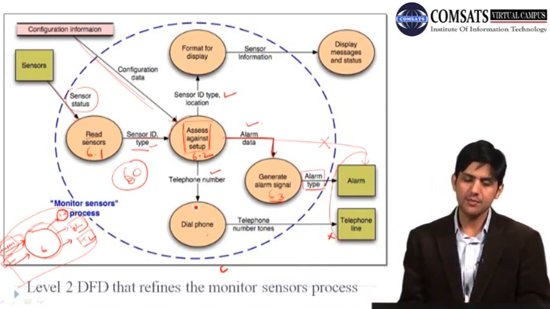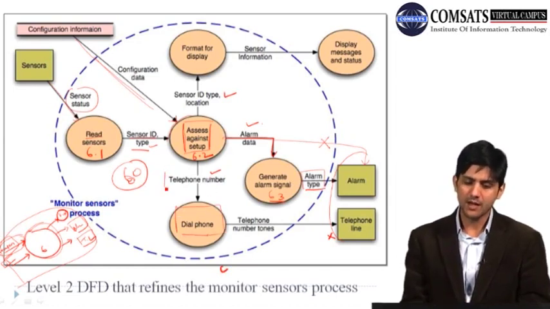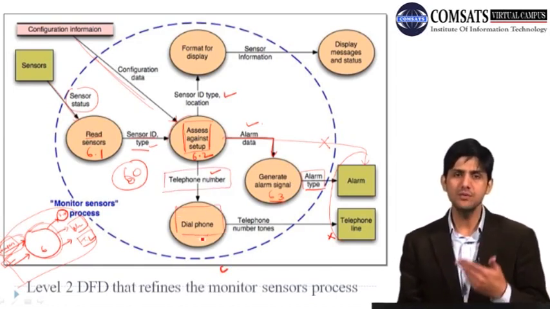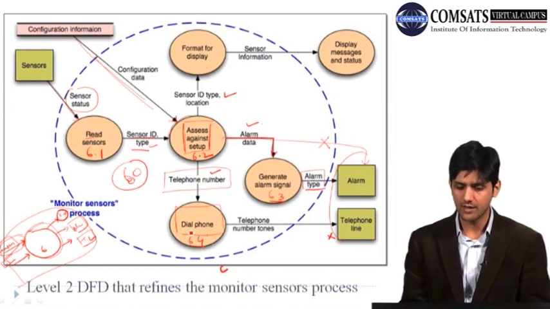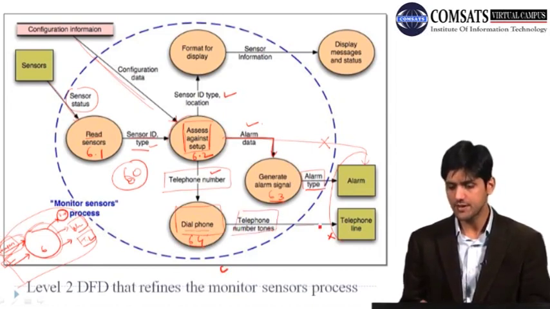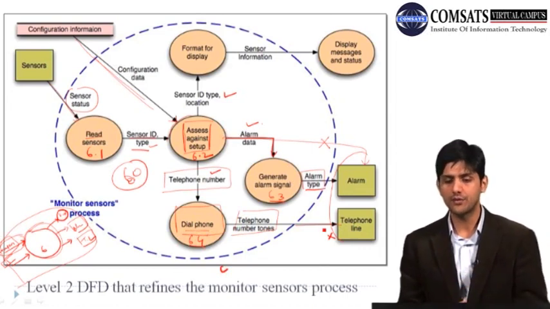Similarly, you would do the same with the telephone lines: a telephone number is being output, and you need a process to actually dial that particular telephone number. So we number this another process 6.4, and you are dialing the phone, and this output is being sent to the external entity telephone line.